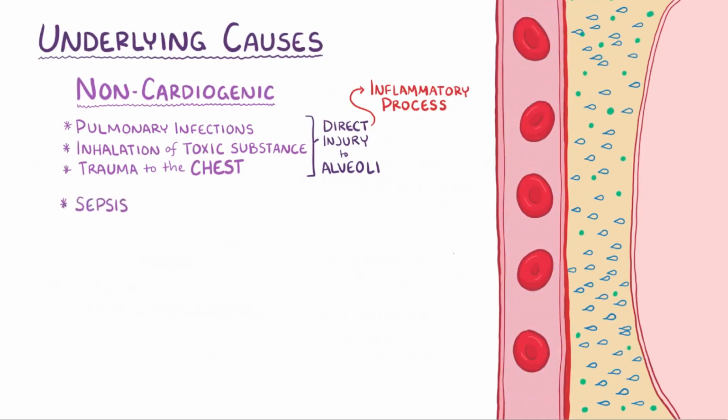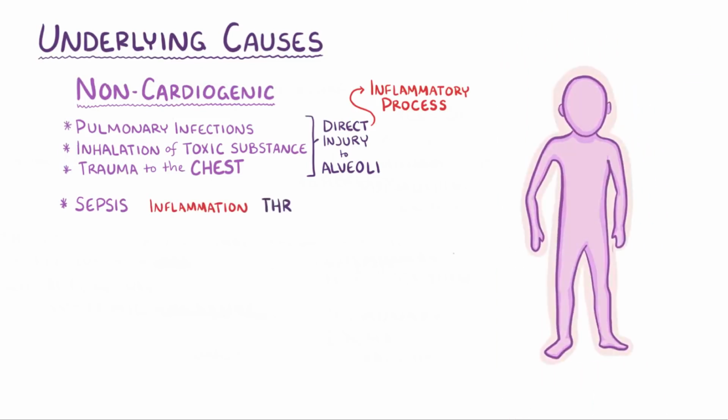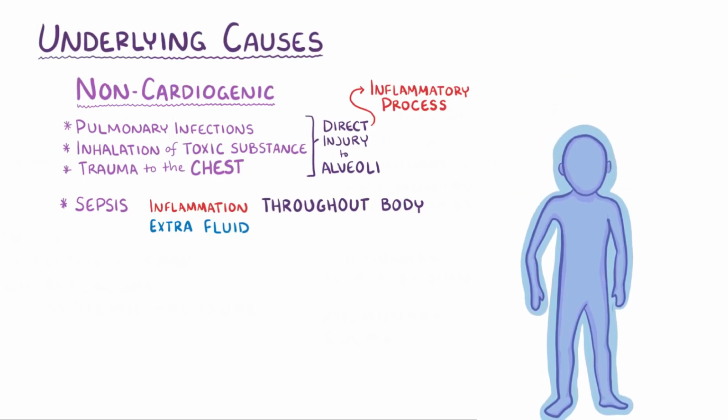Another cause is sepsis, and the key difference is that in sepsis, the inflammatory process happens throughout the body, rather than just in the lungs. So in addition to pulmonary edema, sepsis can cause extra fluid in the interstitial space of tissues throughout the body.